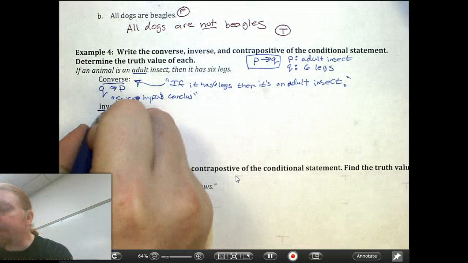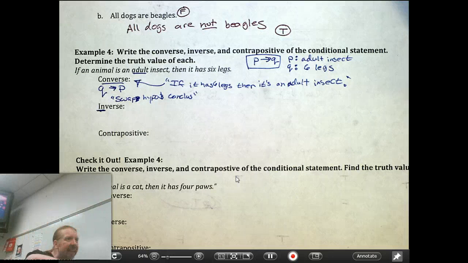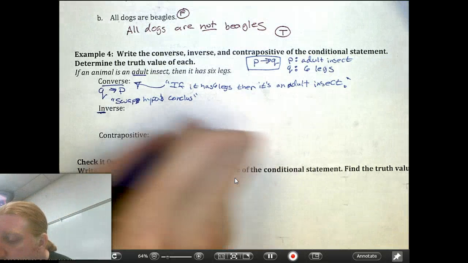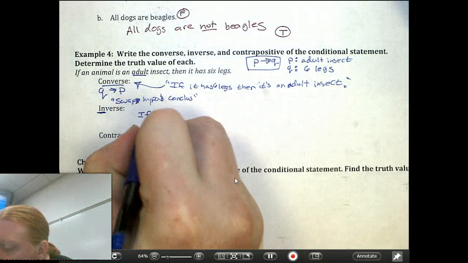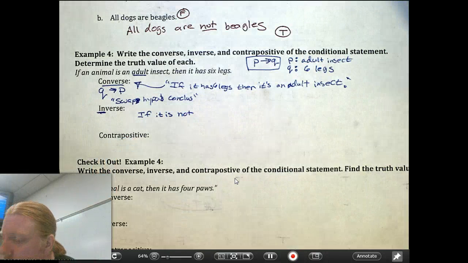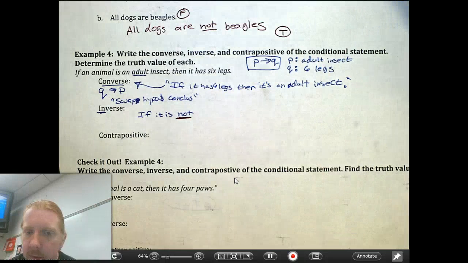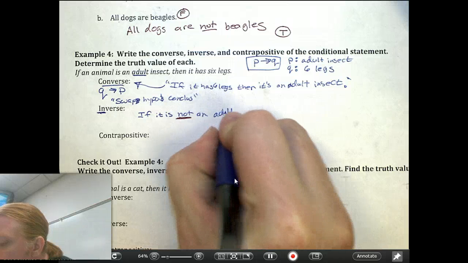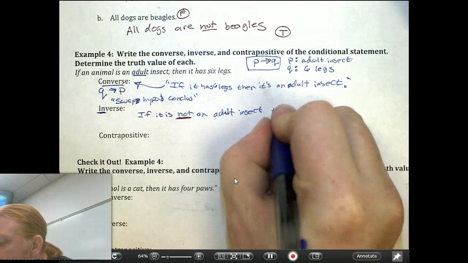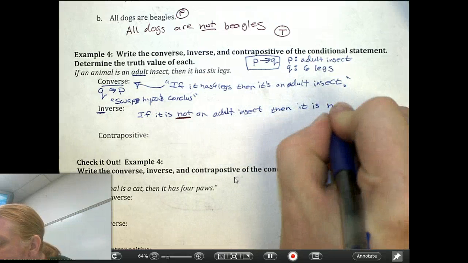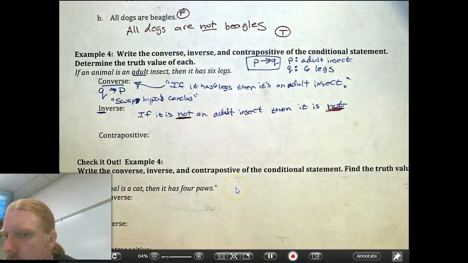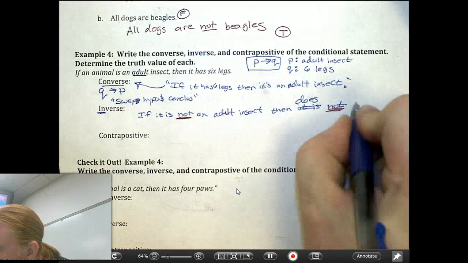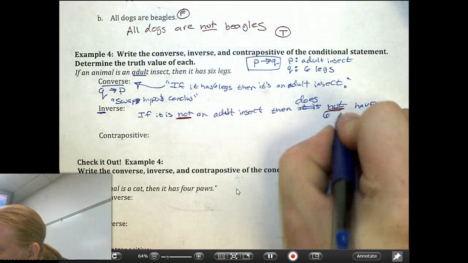Inverse. My trick to remember this is the word in, which means I'm putting something in to the statement. In this case, the thing I'm putting in is the word not. I'll write it out first and I'll do the symbols. So if it is not an adult insect, then it does not have 6 legs.